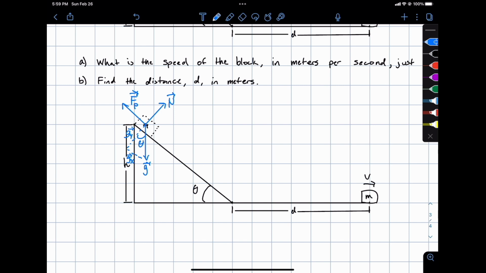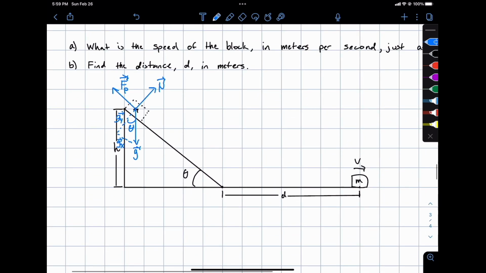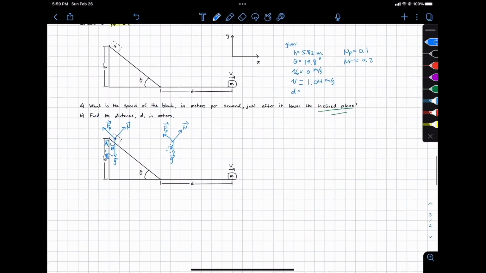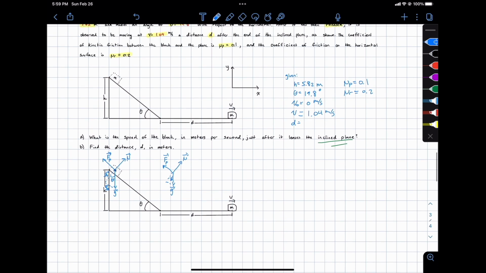Okay, hopefully that's not too blurry. I'll make that clear like this. And g, data, and force of friction of the plane. Okay, so reading part A again. What is the speed of the block in meters per second just after it leaves the inclined plane?